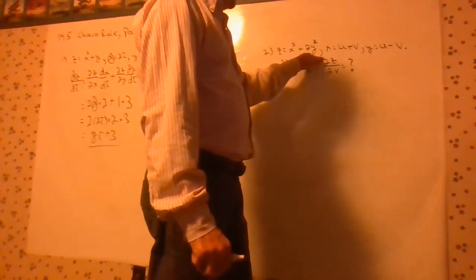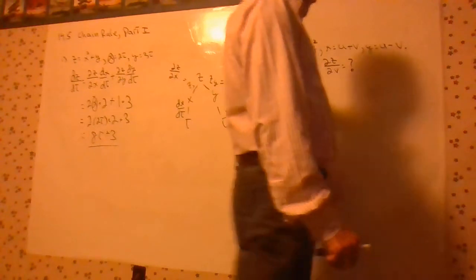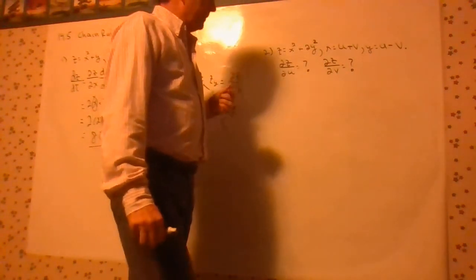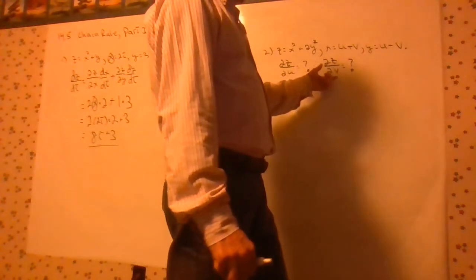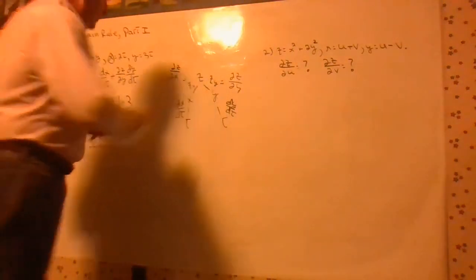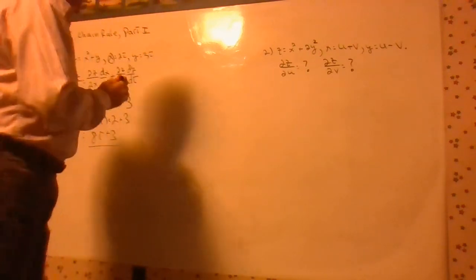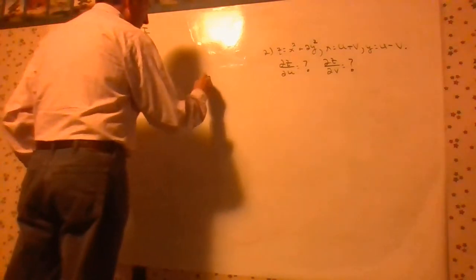Now here's the second problem. Z is a function of x and y. X is a function of u and v. Y is a function of u and v. And we want to find partial of z with respect to u, and also partial of z with respect to v. They're partial derivatives because z ultimately is a function of two variables at this level. We can develop a tree diagram right here in the middle. Does much the same thing.